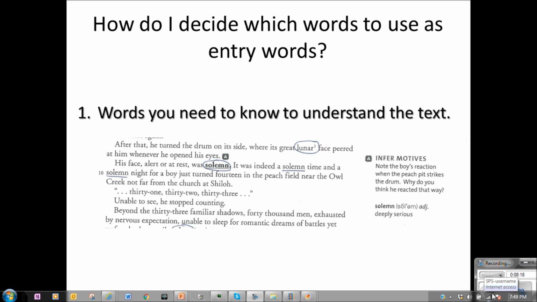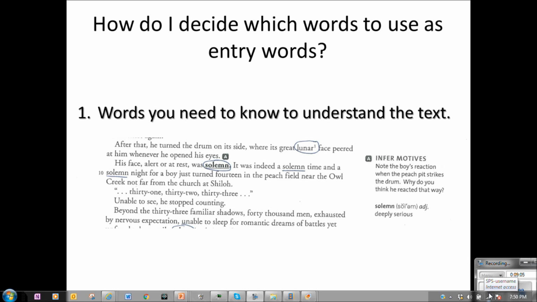The first criteria is that you should pick words that you need to know to understand the text. I'm looking at the word solemn in the middle of the page, and I see that it's used 3 times in the same paragraph. It also says, "his face, alert or at rest, was solemn." If I don't know the meaning of the word solemn, I really don't have a good picture of what's going on with his face. And then it says it was indeed a solemn time and a solemn night for a boy just turned 14. I don't have a lot of context clues here, so if I don't know the word solemn, I think it's important to look it up.